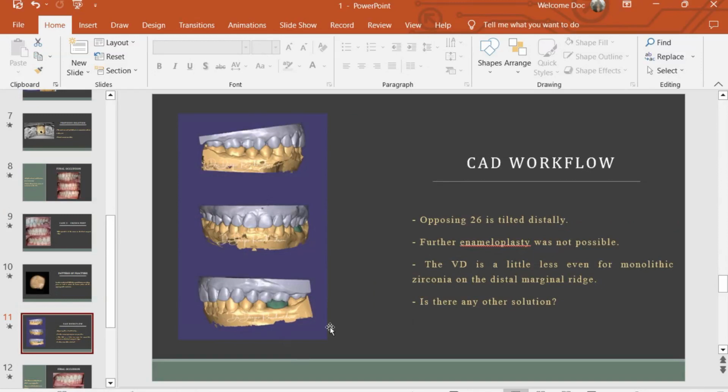Distally. Okay. Now, enameloplasty on the distal aspect of the opposing 2/6 was out of the question because the patient told me that certain adjustments had already been done by the previous clinician at the time of cementation. So that does not leave me with much scope of doing any further enameloplasty over there. So touching the opposing 2/6 was now out of the question for me.